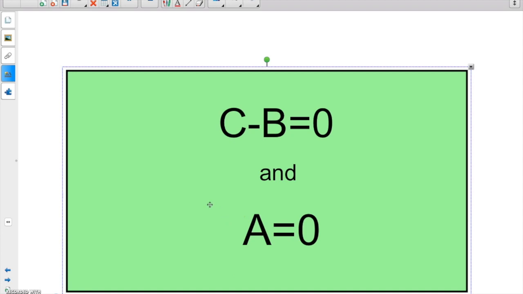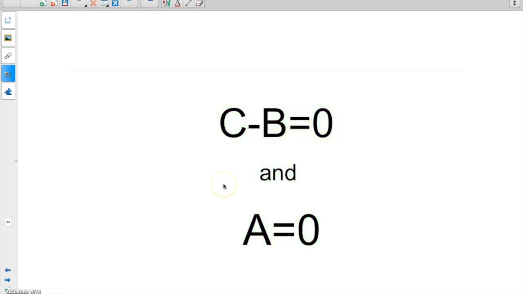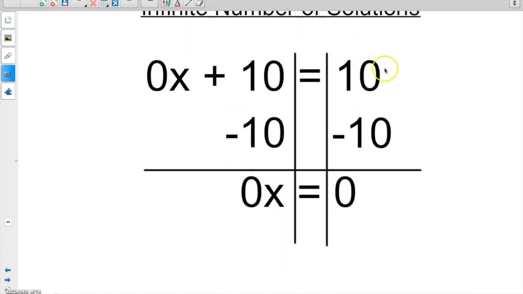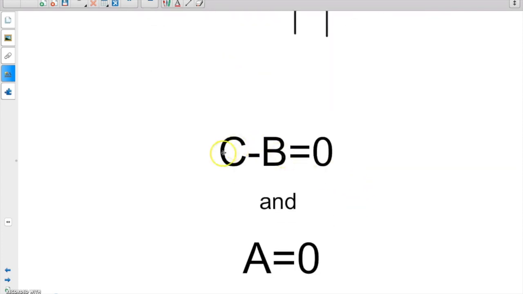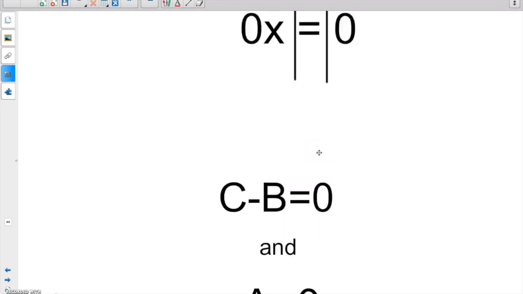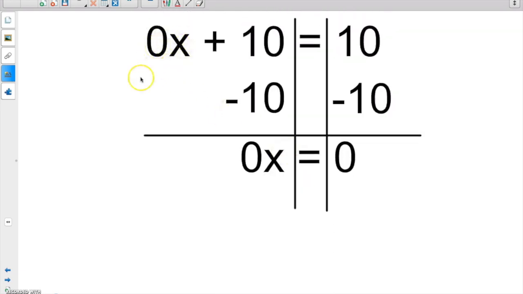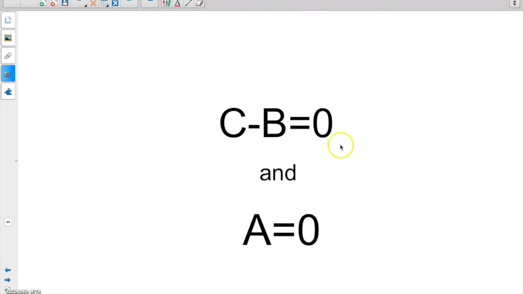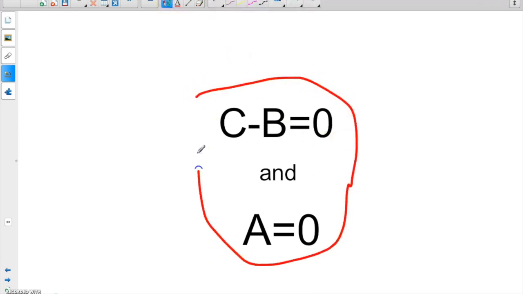Therefore, if we generalize this, we'll realize if we take c and we subtract b and we get 0 here, so c minus b equals 0, and we notice that our a was 0, this combination right here is going to leave us with infinitely many solutions.